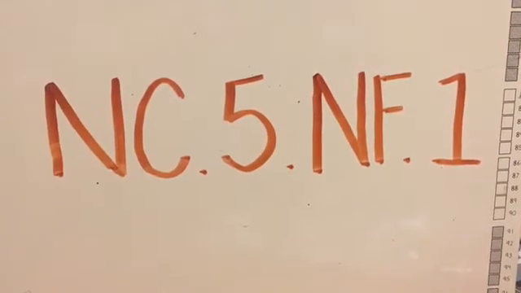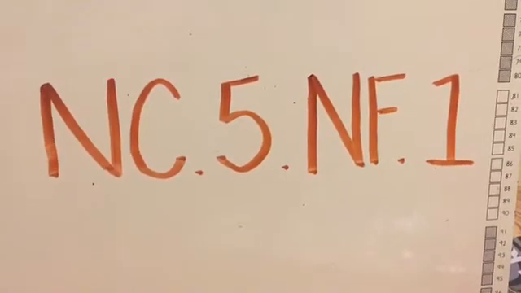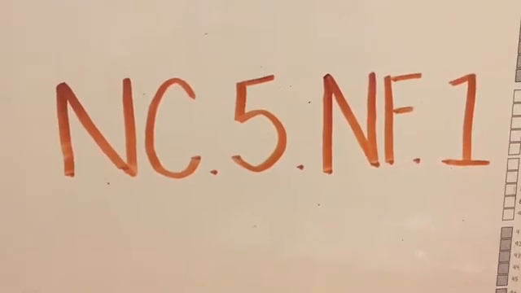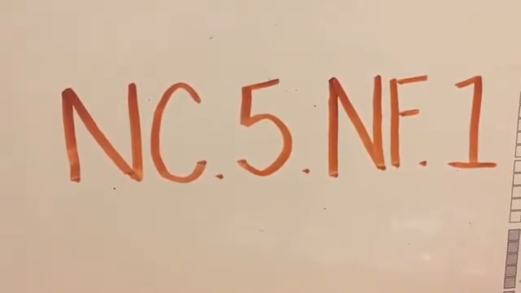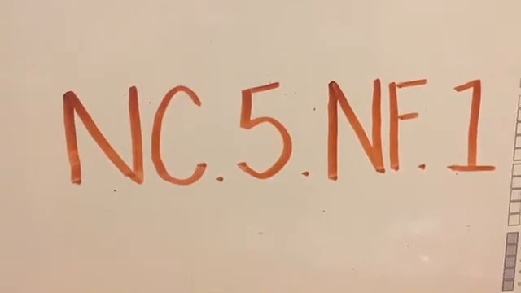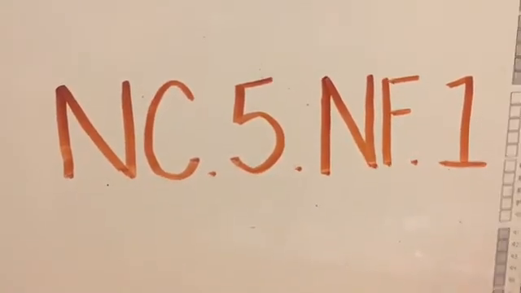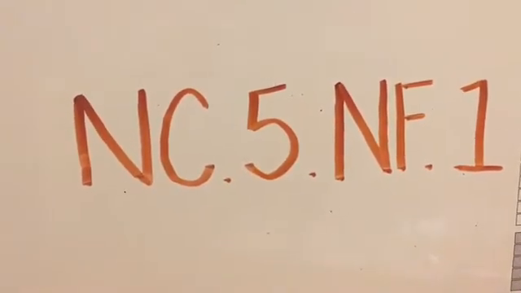This video will focus on NC.5.NF.1, specifically subtracting fractions with unlike denominators, having related denominators such as halves, fourths, and eighths, or thirds, sixths, and twelfths, or fifths, tenths, and hundredths. We will solve two problems in this video.